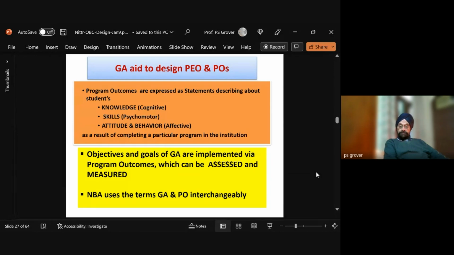Objectives and goals of graduate attributes are implemented by program outcomes, which can be assessed and measured. NBA uses the terms graduate attributes and program outcomes interchangeably, though there may be different opinions. But you will see that program outcomes can be measured. Graduate attributes are just statements. They may be just, let's say, he should be a bright student. Being a bright student is a graduate attribute. But how I express it so that I can measure it will be a program outcome.